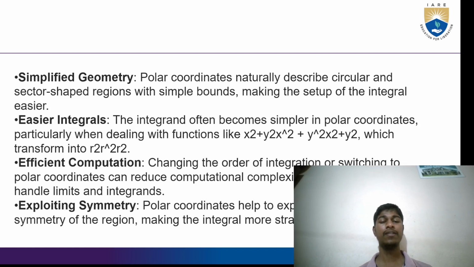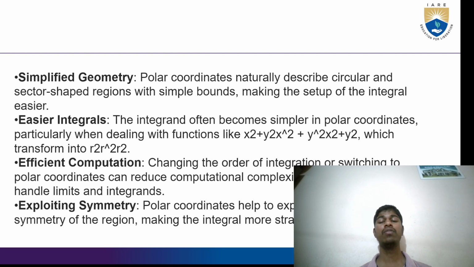Easier integrals: functions like x squared plus y squared, and x squared plus y squared times x squared plus y squared, transform into r squared and r to the fourth. And exploiting symmetry: polar coordinates help to exploit the natural symmetry of the region, making the integral more straightforward to compute. And it's also efficient computation.